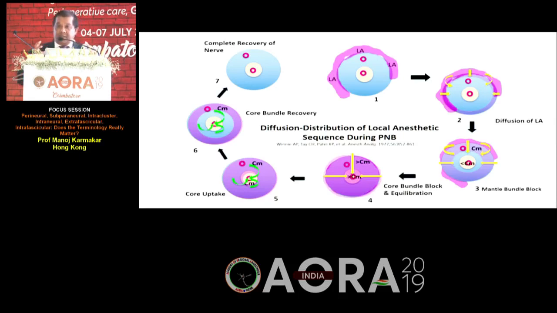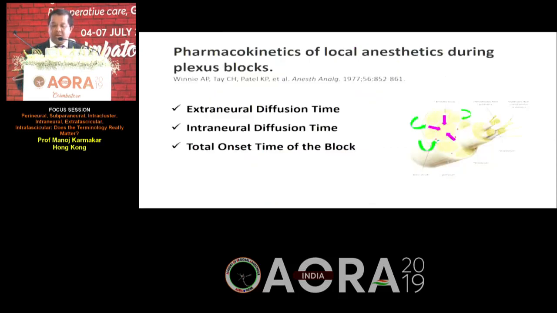So, if we look at the first anatomical picture I showed you and you put this into perspective, that is how nerve blockade is usually described, and most people usually understand this, so that there is an extraneural diffusion time and there is an intraneural diffusion, both ingress and egress of the drug, and this constitutes the total onset time or the offset time of the block.